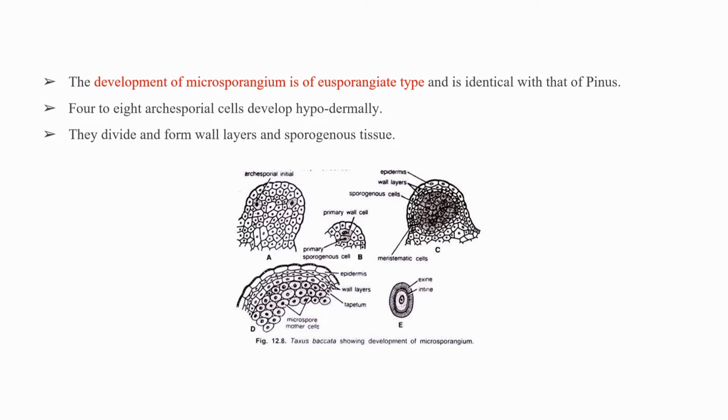The development of the microsporangium is of eusporangiate type and is identical with that of the Pinus. 4 to 8 archesporial cells develop hypodermally. They divide and form wall layers and sporogenous tissue.